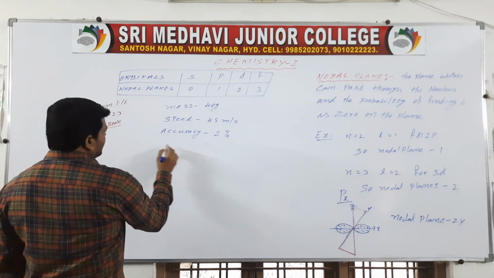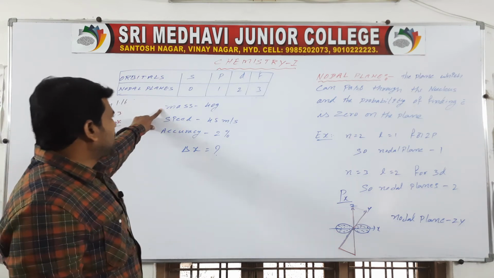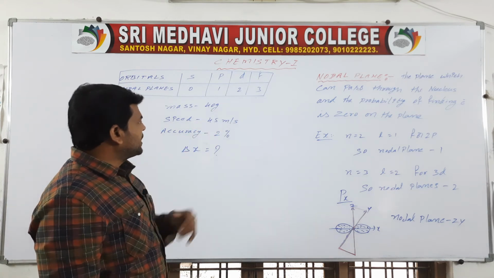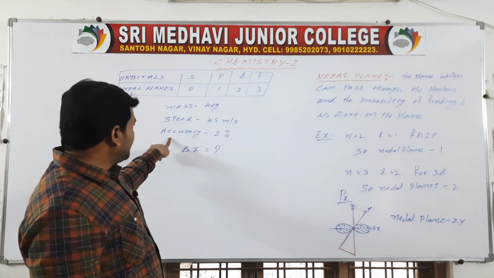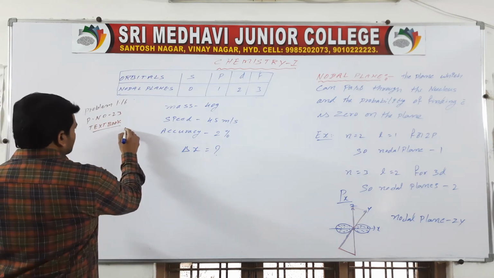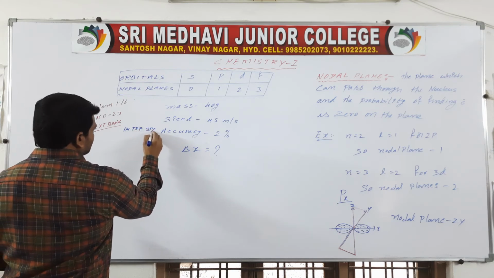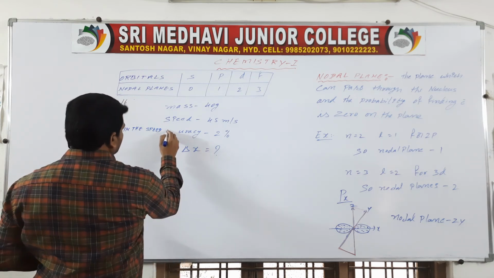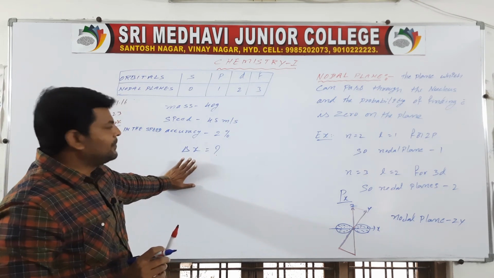Then delta x, the uncertainty in the position, we have to find. It is the given problem. A golf ball of mass 40 grams, its speed is 45 meter per second. Then accuracy in the speed is 2%. Then we have to find delta x.